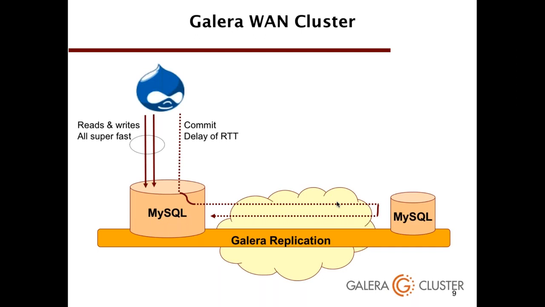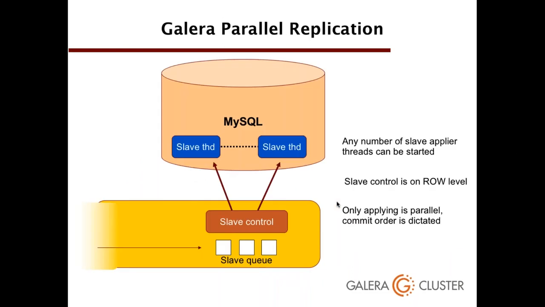So in summary, you have super fast reads and writes locally, and the only delay you see is at commit time. And the commit time is depending on your round trip time between the data centers. The delay is the round trip time or 1.5 times the round trip time. And this works for many applications totally fine.